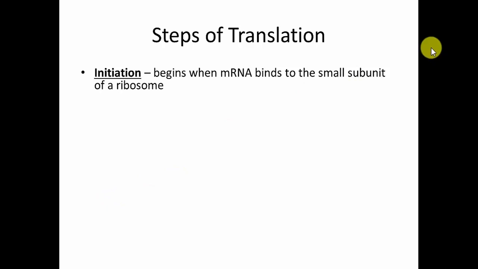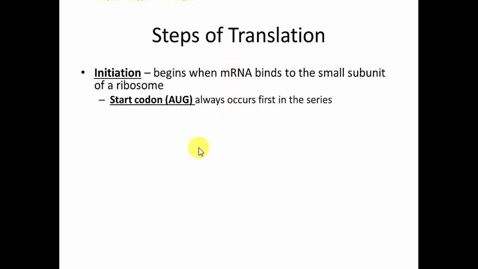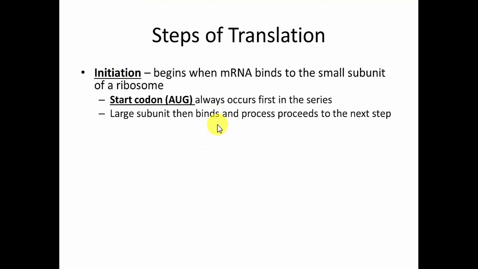The steps of translation, we can sort of break down what's happening in 3 basic steps, and they're going to look a lot like transcription. But initiation. Initiation begins when the messenger RNA binds to the small subunit of a ribosome. The start codon will always occur first in the series. From there, then, the large subunit will bind on top of the small unit and sort of sandwich the messenger RNA in between the 2 subunits of the ribosome.